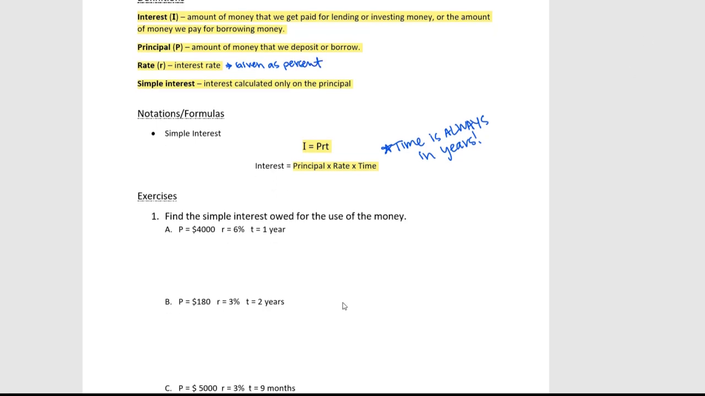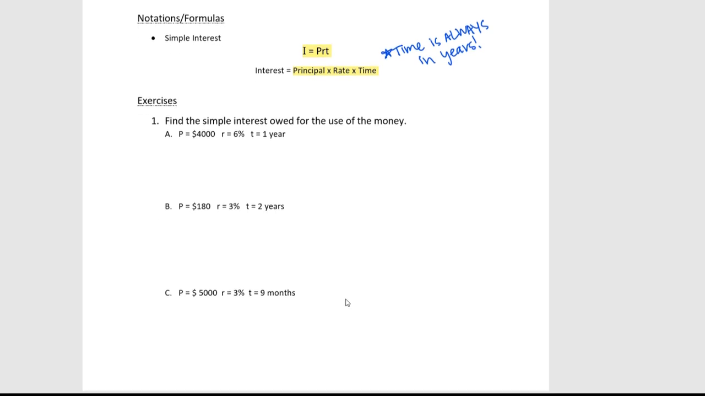So on our exercises, we are just going to be calculating the simple interest owed for the use of the money. So they give us all the pieces that we need for our formula. So all we're going to do is plug our pieces into our formula of I equals P times R times T. So our principal is $4,000. This is how much money that we are either putting into our bank account or that we are going to borrow.